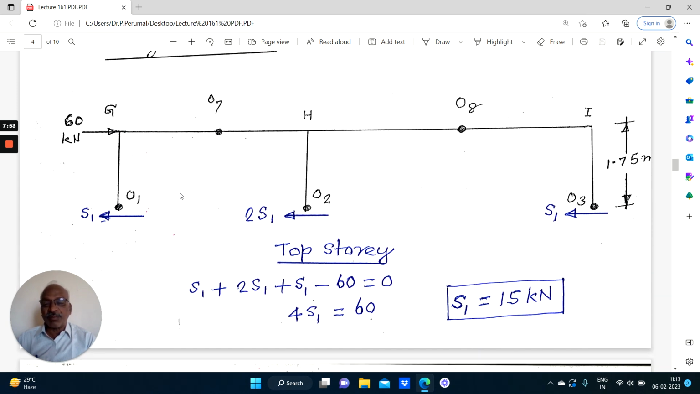This is the free body diagram. Let us assume the shear as S1. Here, twice S1, because the interior column will take 2 times the shear, since this column is common to portal 1 and portal 2. Now, S1 plus 2S1 plus S1 minus 60 equals 0, that is sigma H equals 0. That will give you S1 equal to 15 kilonewton. This is one equation, the 11th equation, you can say.